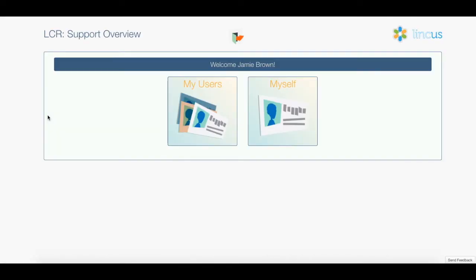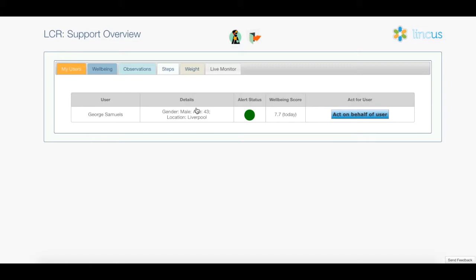To use Lincus with a service user, click My Users. You'll then see the users that you support, including their last wellbeing score and their alert status. Click Act on behalf of user to go through Lincus with the service user that you support.